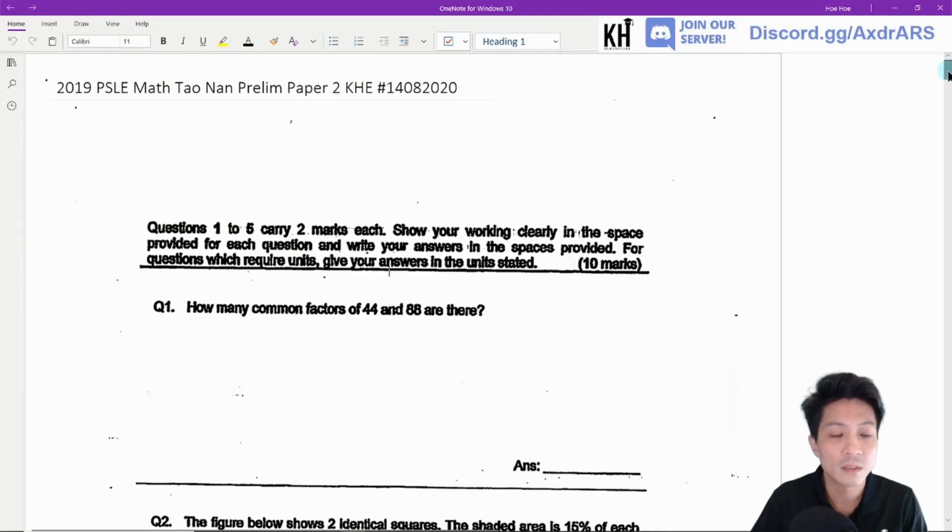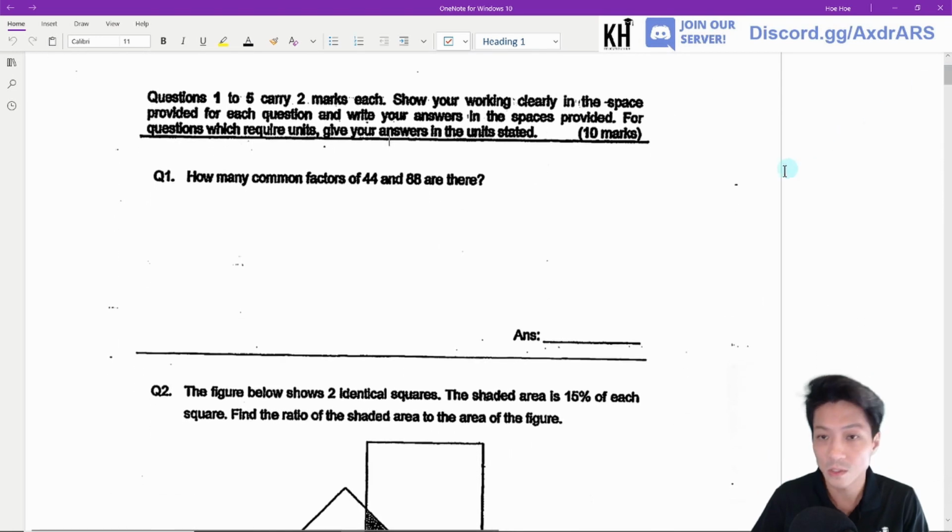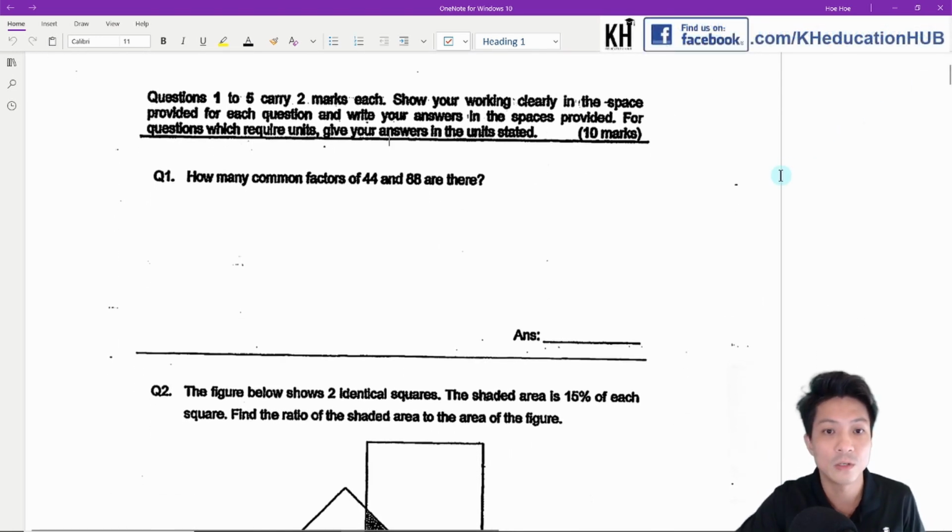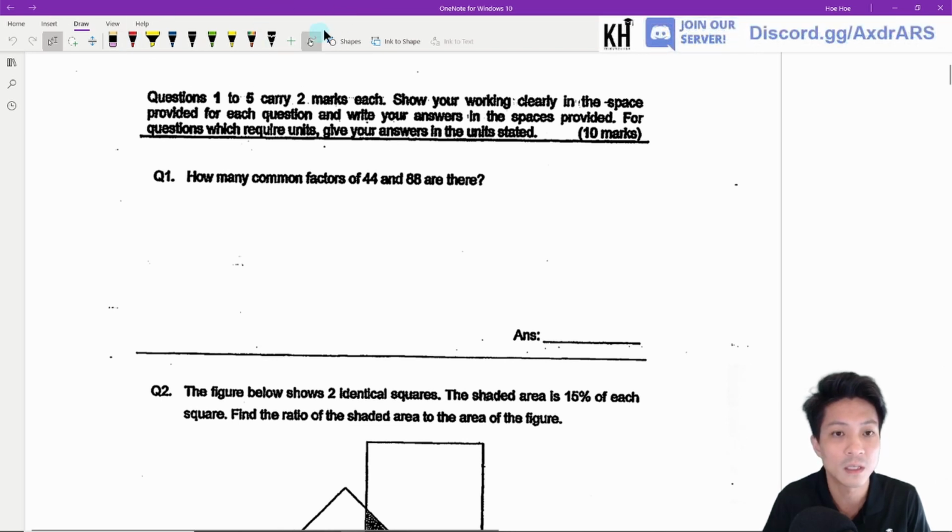Okay, so today I think the PSLE students just finished the oral examination for English and Chinese. Hopefully all of y'all did well, and now you can focus on preparing for the coming written paper.